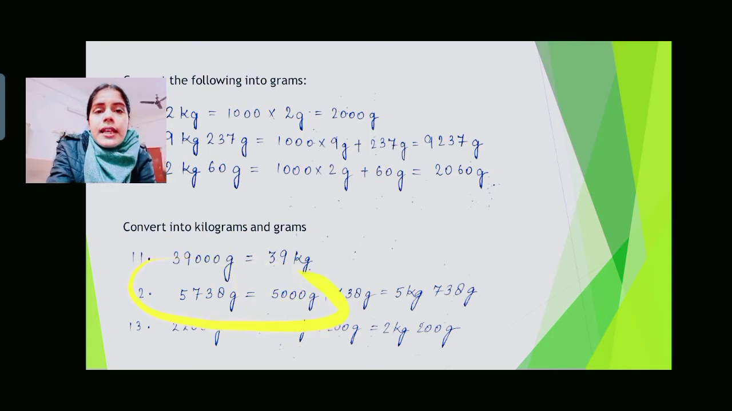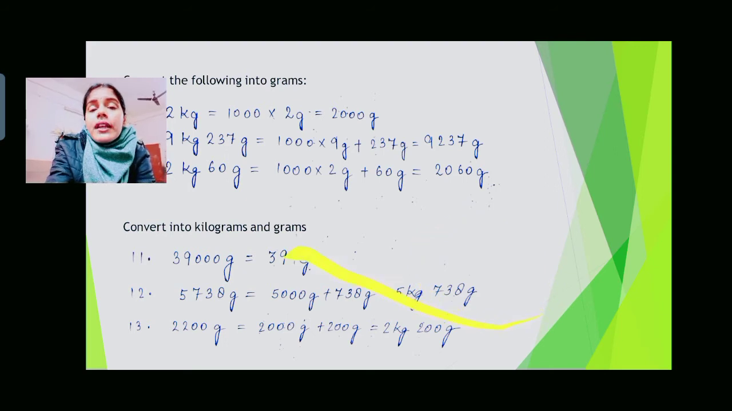Okay. Now see the next question, which is clearly written on your screen. 5738 gram, which is 5000 plus 738. Now this 5000 you can definitely write as 5 kg, and 738 will remain like that. Okay class.